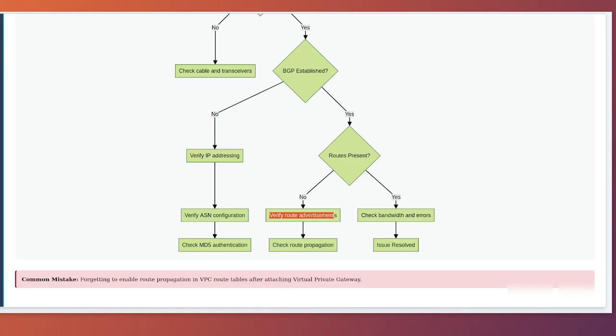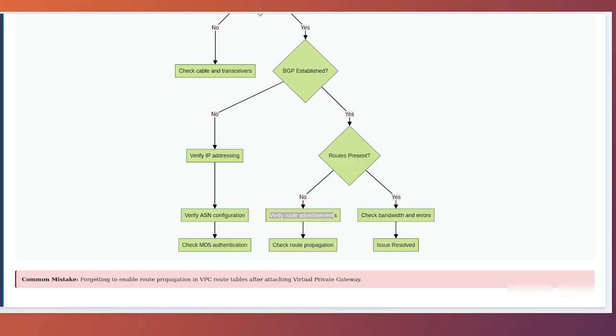Conversely, verify that you are advertising your on-premises routes to AWS. You can check the AWS Direct Connect console to see which routes AWS is receiving from you. If your routes are not appearing, check your router configuration. You may need to explicitly configure which networks to advertise, or use route redistribution to advertise routes from your IGP into BGP. Performance issues are another category of problems.